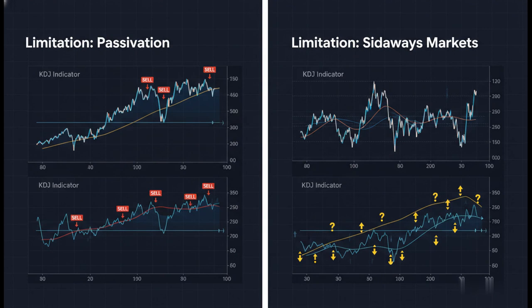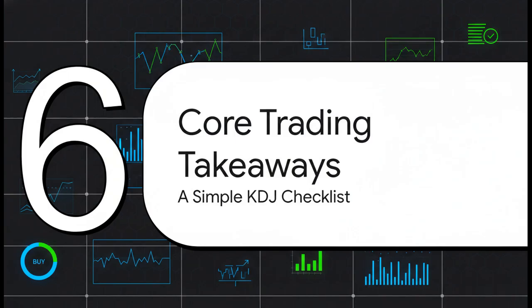And finally, you have got to be aware of two major limitations. The first is something called passivation. In a really strong one-way trending market, the J-line can just get stuck in the overbought or oversold zones for a long time, giving you a bunch of false signals. And second, in choppy, sideways markets, the signals become way less reliable because the J-line just kind of wobbles around the middle.